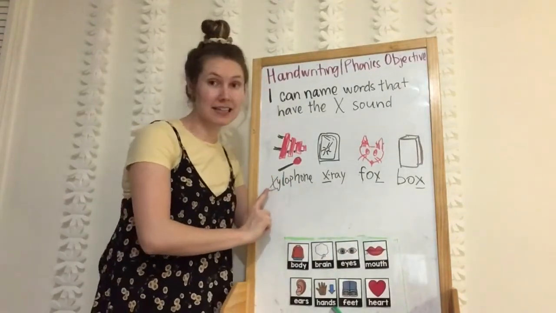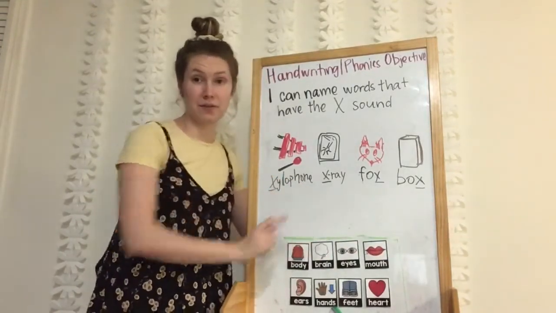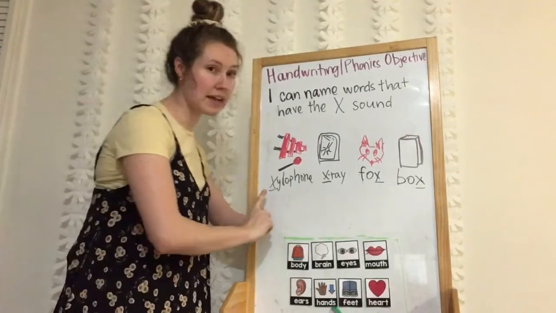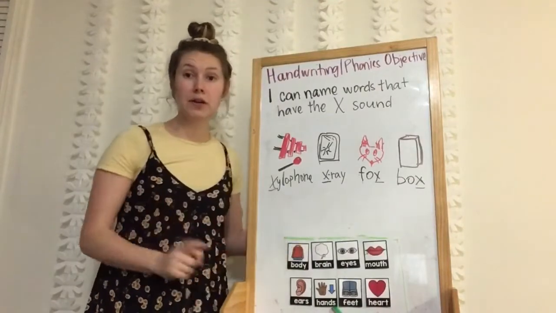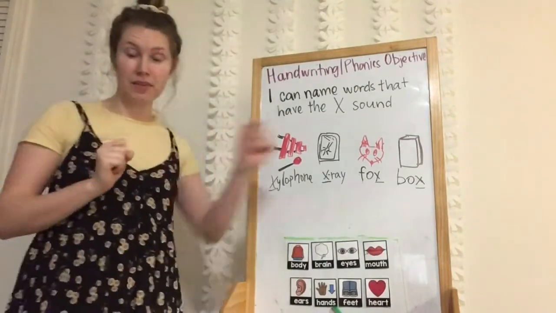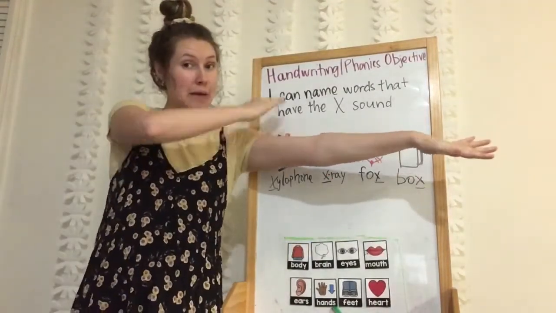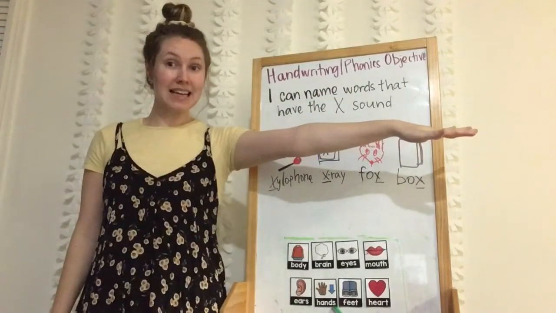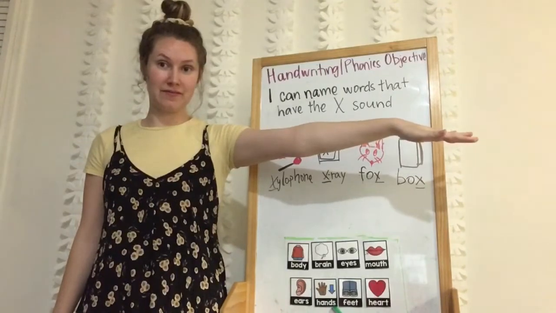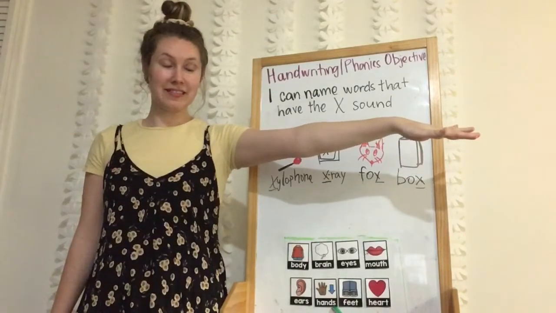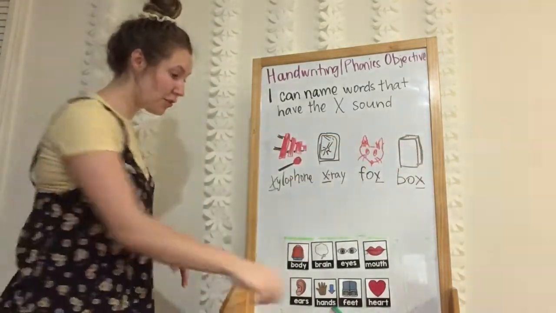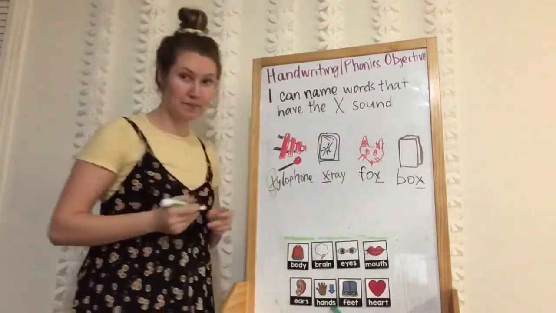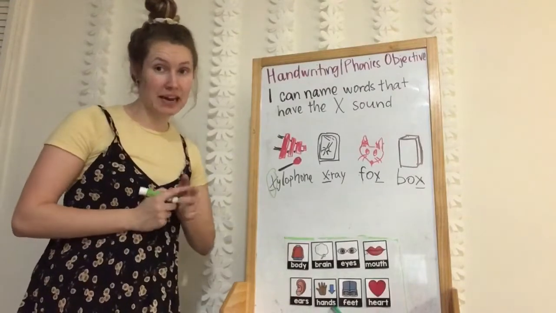So we have xylophone. Remember, X makes that X sound. When I say xylophone, where do you hear that X sound? Is it at the beginning, middle, or end of the word? Xylophone. It's at the beginning. So you notice I have the X underlined here at the beginning of the word. So that is one example of an X word.